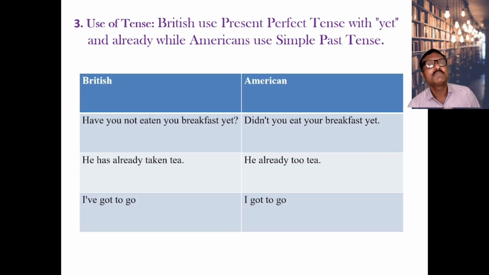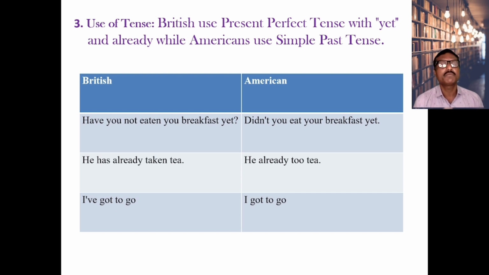Now, come to the next category, that is of the use of tense. British people generally tend to use present perfect tense with yet and already. If these words are there, they generally use present perfect tense, while Americans again simplify a thing to use simple past tense with these words. See these examples. There are 3 examples on your screen. The British people will normally say, have you not eaten your breakfast yet? And Americans will say, didn't you eat your breakfast yet?